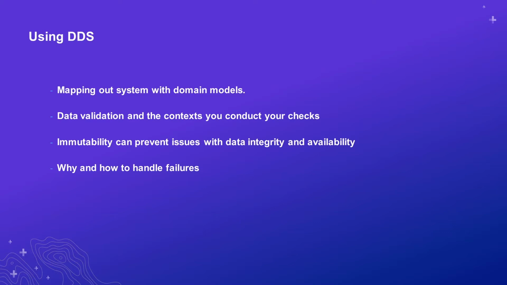There were four main topics that I was going to touch base on. 1, mapping out your system with domain models. 2, data validation and the context in which you conduct your data checks. 3, immutability and how it can prevent issues with data integrity and data availability. And lastly, why and how you should be handling failures in your code.